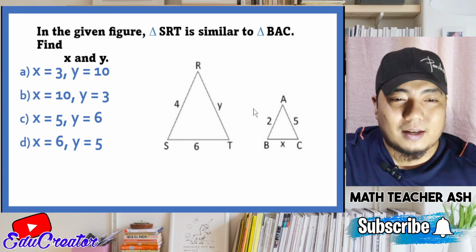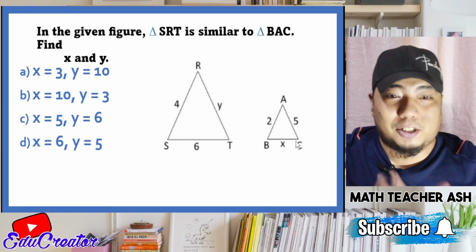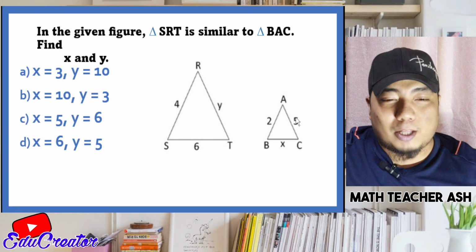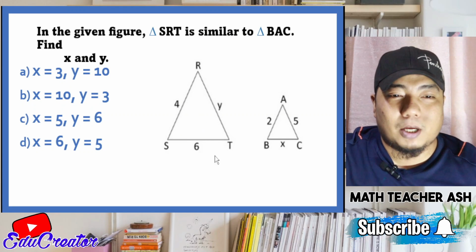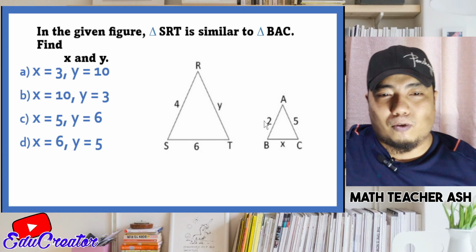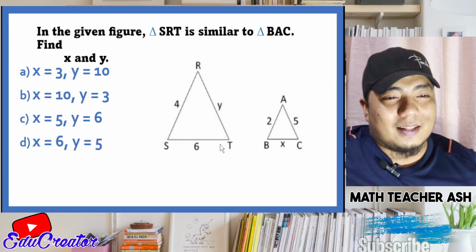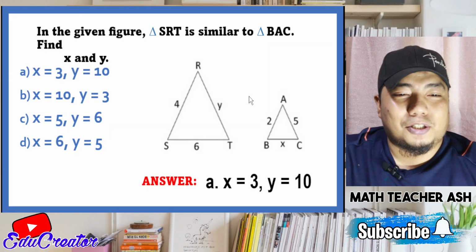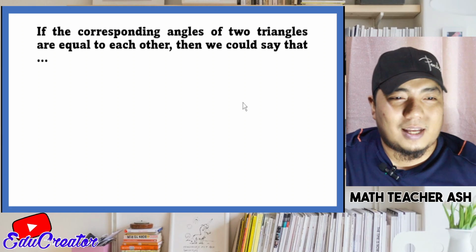Now for y, we can go back to the reverse method or inverse method. So what will happen to 5 in order to become y, the bigger one? So of course, the bigger one is twice as much. So 5 times 2, that is 10. So therefore, 3 and 10 are the correct answers. Okay, letter A. Easy, right? Now let us go to the next question.